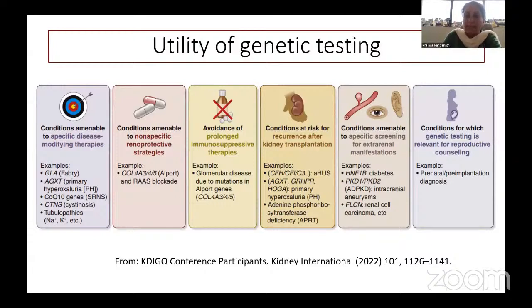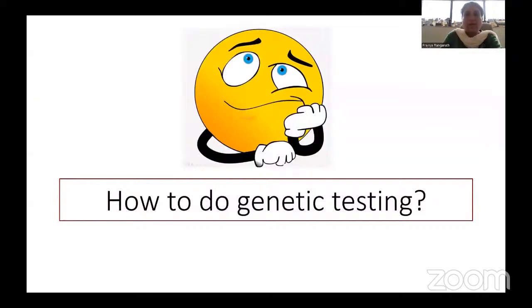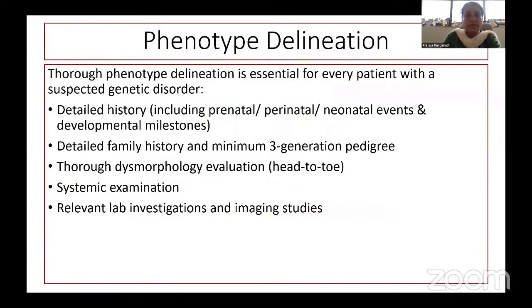And then for many of them, there may be extrarenal manifestations. So if you know the diagnosis, you can monitor for those. And again, as previously mentioned, you can actually do proper reproductive counseling and give them the options of prenatal pre-implantation genetic testing to prevent recurrence. Now, how would you go about doing genetic testing? So before we actually embark on this process of genetic testing, phenotype delineation is very, very important.